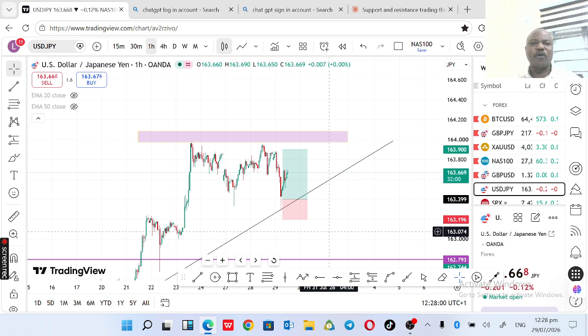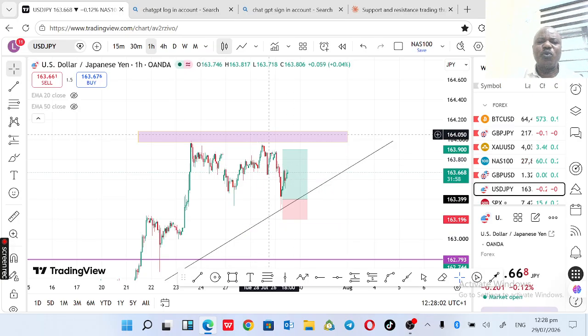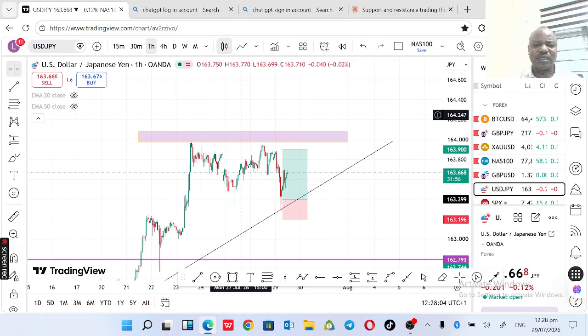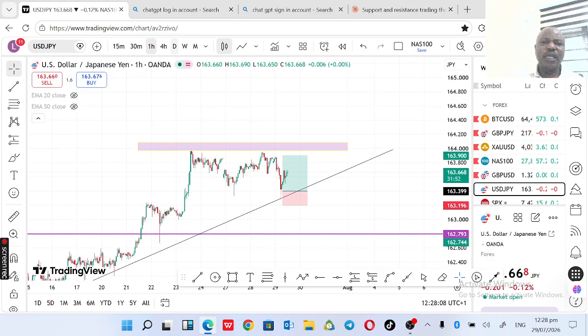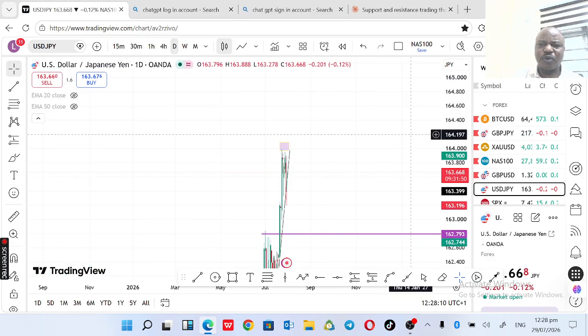Now, before I move further, now you have seen how resistance works. Let's check the support. Let's go back to daily. We can get a support somewhere here.